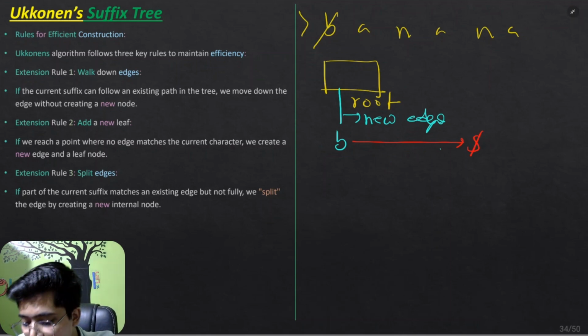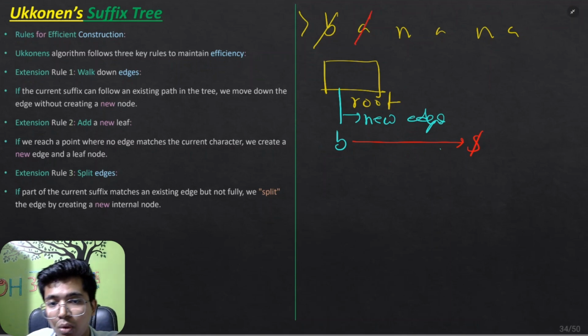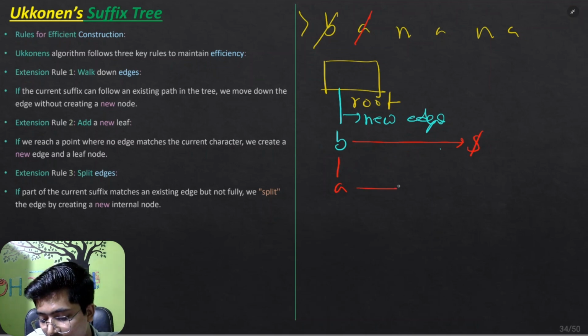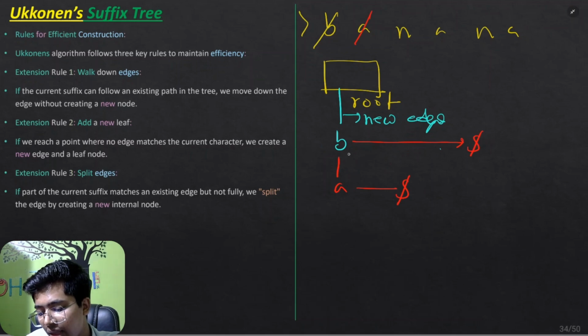Now after we have added this B, we add A, the second suffix. From the root we have created a new edge for A, and we again end it with $. This marks the end. So now our tree represents two suffixes: B is a suffix, A is a suffix. After this we insert the next character N, and again it marks the end. So the tree represents three suffixes right now.